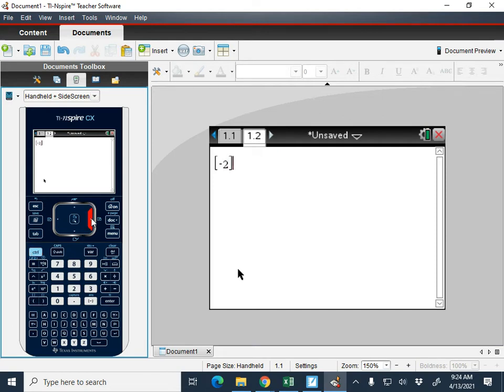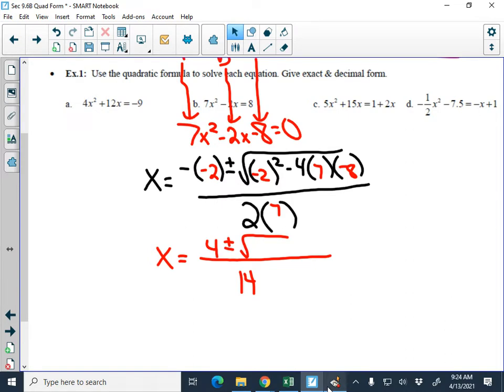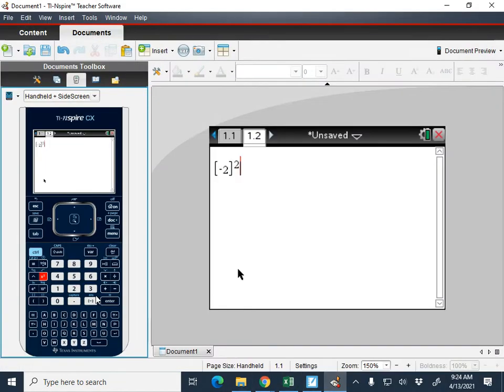Negative 2 squared. Sorry, I don't know why I got the brackets, but I'm going to leave it. It should work. Minus 4, but subtract 4 times 7 times negative 8. Should get us 228.